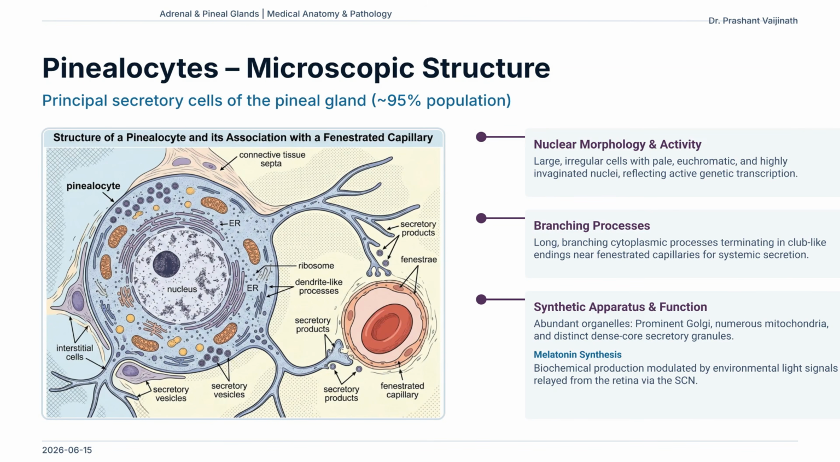Pinealocytes are the principal secretory cells. They are large, irregular cells with active nuclei and long-branching cytoplasmic processes that terminate near fenestrated capillaries. They are rich in organelles, including a prominent Golgi apparatus, and contain secretory granules. Melatonin synthesis is a key function, modulated by light signals relayed from the retina.